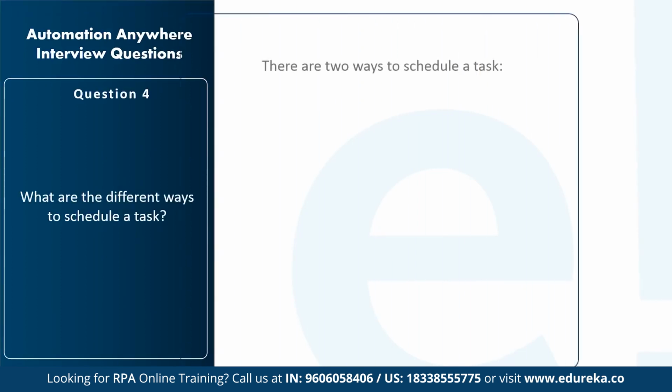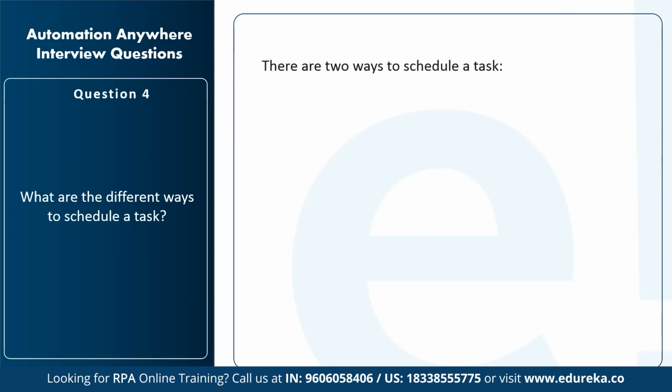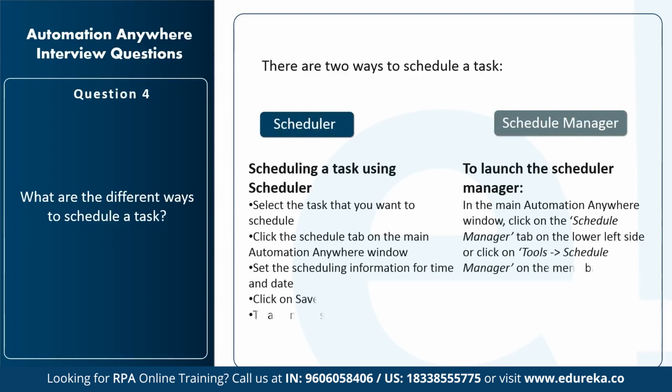So there are mainly two different ways to schedule a task. That is, either by using the scheduler or by using the schedule manager. So starting with the scheduler. To schedule a task using the scheduler, you have to select the task that you want to schedule, click on the schedule tab on the main Automation Anywhere window, and then set the scheduling information for time and date. And finally, you can click on save. This is how you can schedule a task with a scheduler.